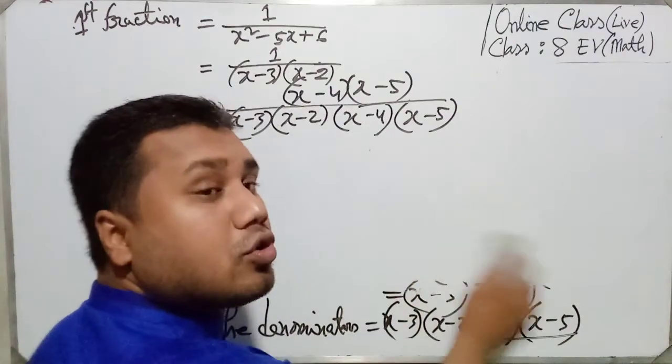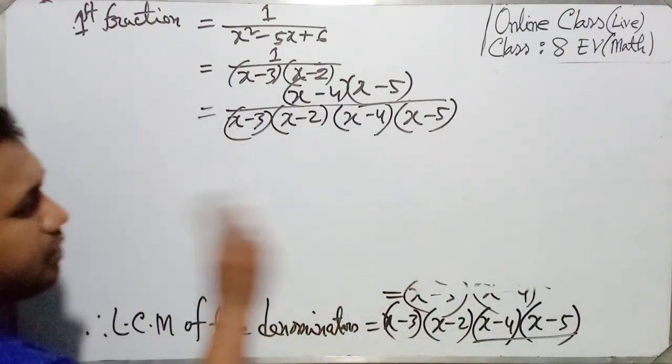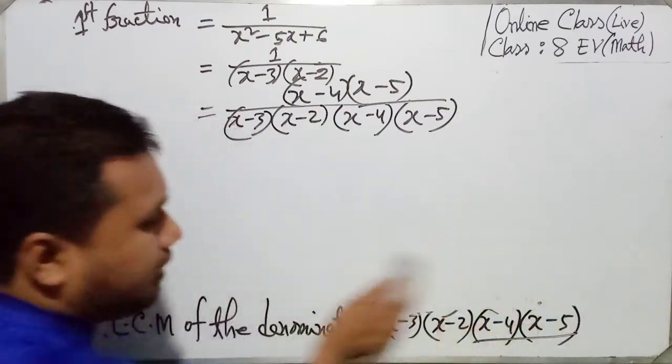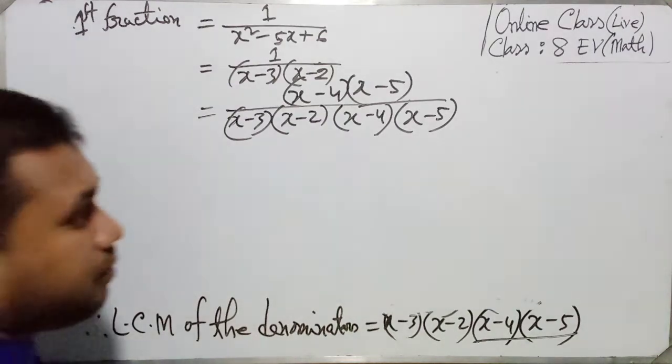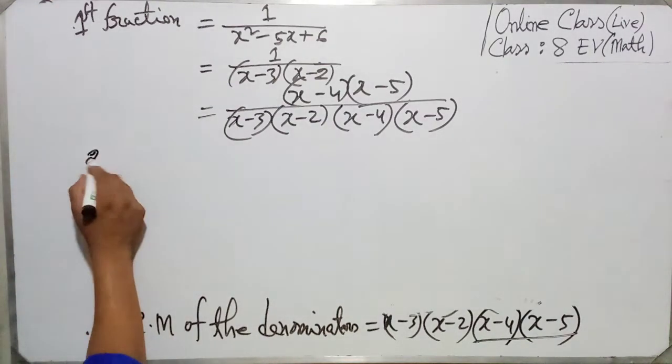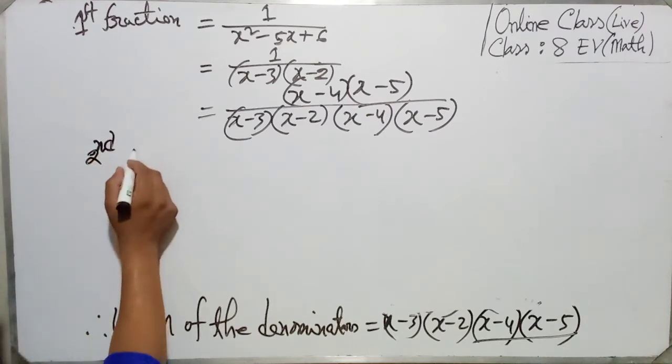Very simple and most important. In your creative question, B number or C number always contains this type of question, make common denominator. So it is most important, you have to practice.